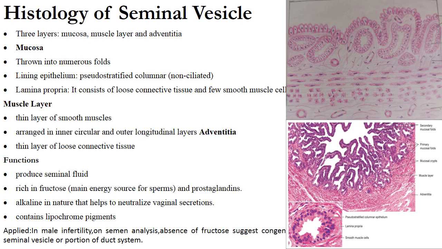Main function of seminal vesicle is to produce seminal fluid which is rich in fructose. It provides energy for the sperms and it also has prostaglandins in it. It is alkaline in nature, so it helps to neutralize vaginal secretions, and it contains lipochrome pigments in it. Applied importance of seminal vesicle is that in male infertility on semen analysis, absence of fructose suggests either there is congenital absence of seminal vesicle or a portion of duct system.